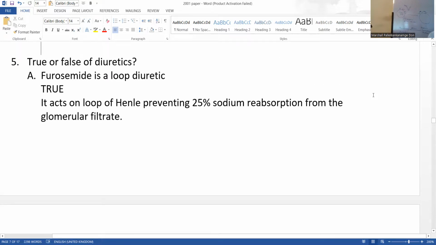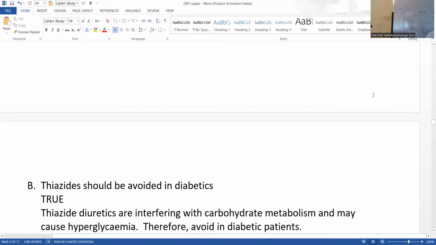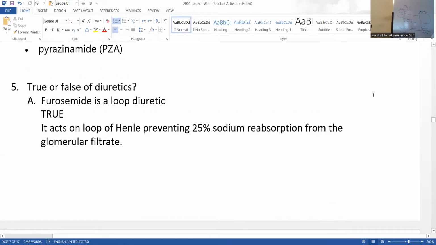Now see, true or false of diuretics. Furosemide is a loop diuretic. That is true. Furosemide is a loop diuretic. It acts on loop of Henle, preventing 25% of sodium reabsorption from the glomerular filtrate. That is true. Loop of Henle is the bottom of the U part of the nephron.